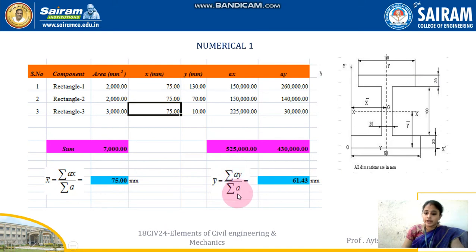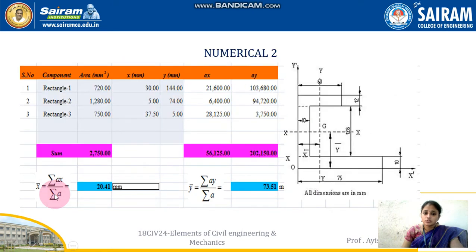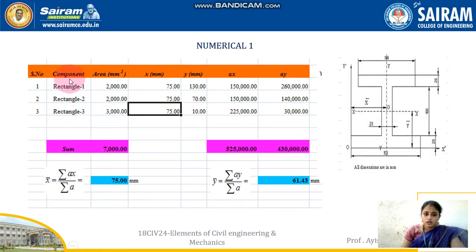I already explained this in the centroid of plane figure derivation. You need to take only this particular formula for numericals. So, how to find this for rectangle 1? You need the summation of Ax and Ay, because we need the summation of Ax and the summation of Ay for the calculation. For that we need A and x separately, and A and y separately. So write component, area, x, y, Ax, Ay.